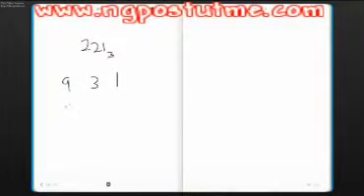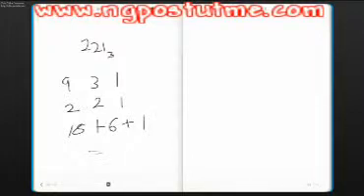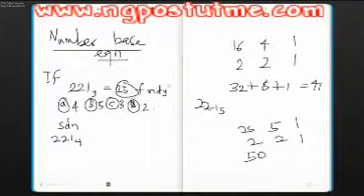Try the next one using 221 base 3. So let's look at it. 1, 3, 9. So this is 2, 2, and 1. 9 times 2 is 18. 3 times 2 is 6. 1 times 1 is 1. This is going to give you 25. So this is the only option that gives us 25. As a result, I don't need to do any solving. I'll just go ahead and choose option C as my answer. This is how you solve this kind of question.